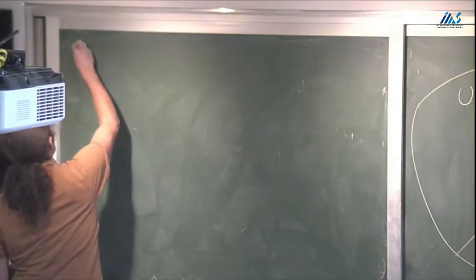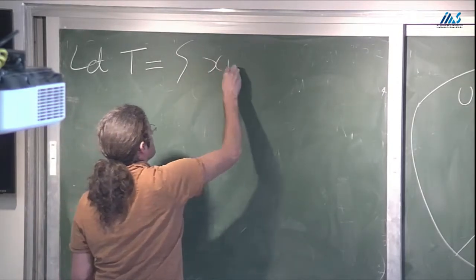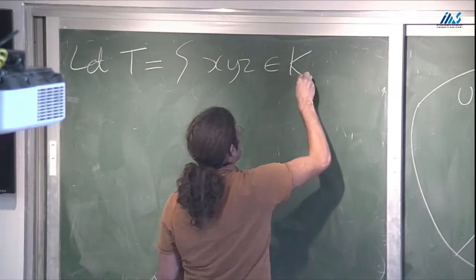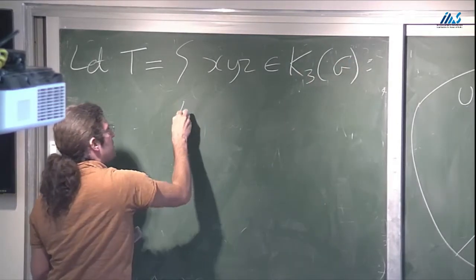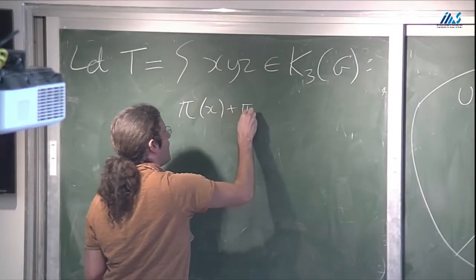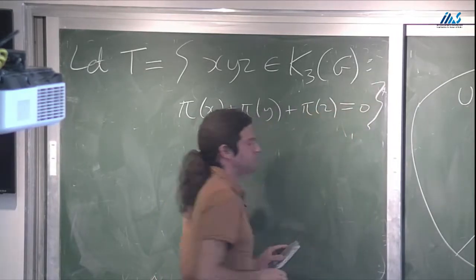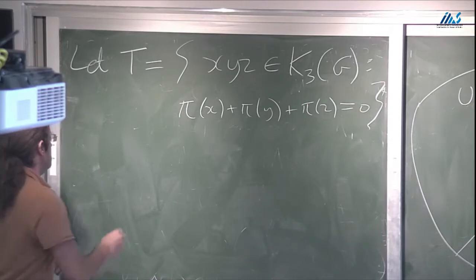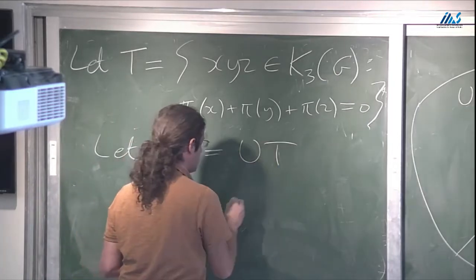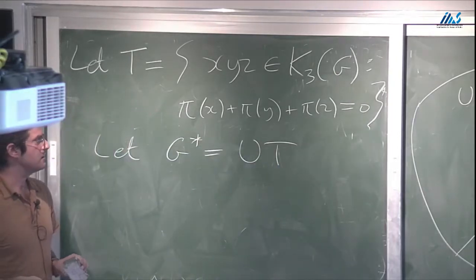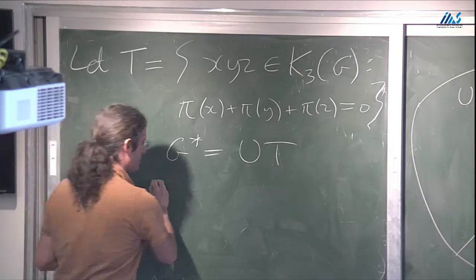I'll let T be the set of all triangles x, y, z of G such that they satisfy this equation I mentioned: pi x plus pi y plus pi z is equal to 0. I'll let G star be the union of T, which is what it has to be. Okay. So that's what I said before, essentially.